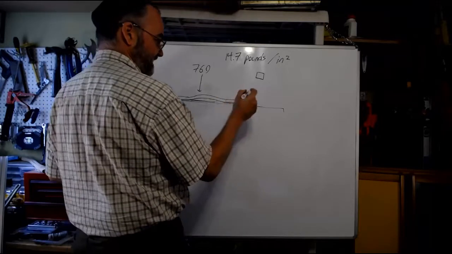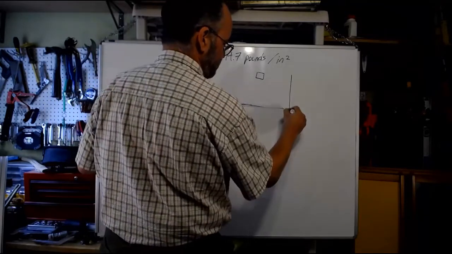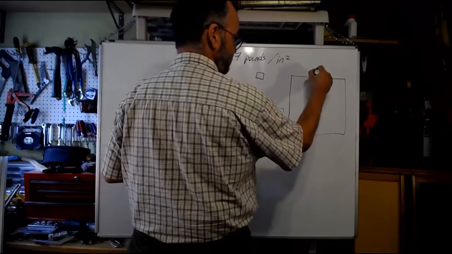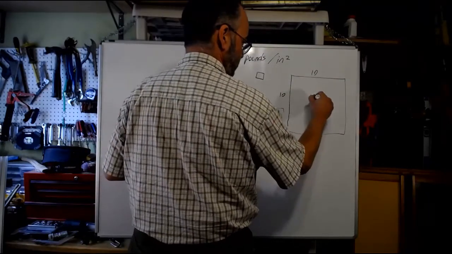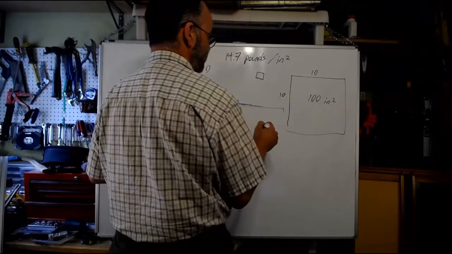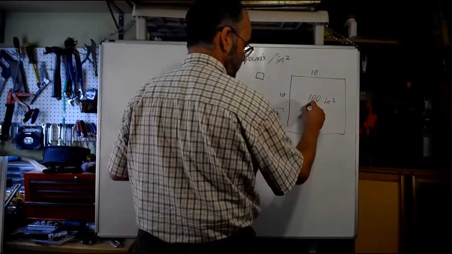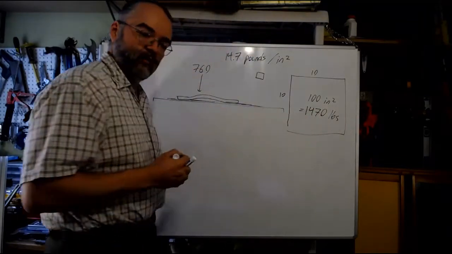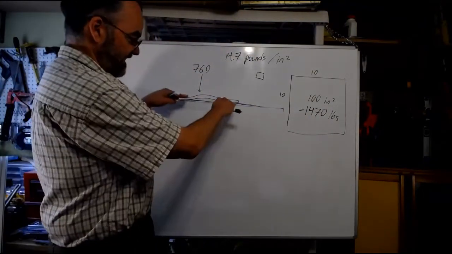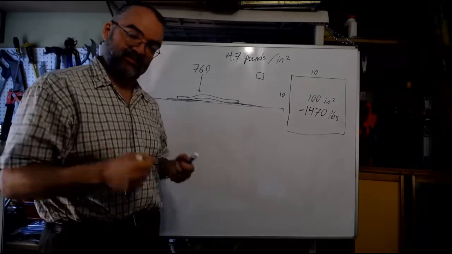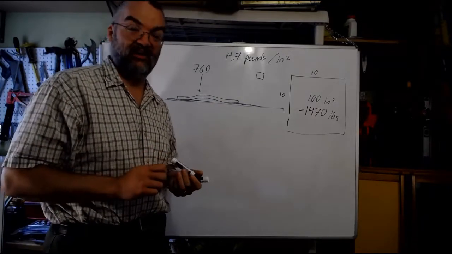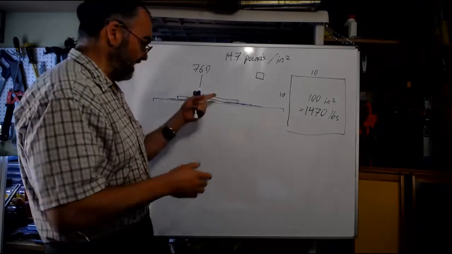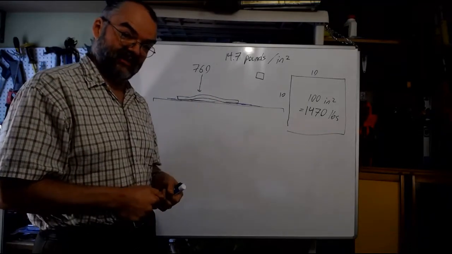If I had a 10-inch by 10-inch baking sheet, that's 100 square inches, which is equal to about 1,470 pounds. If that entire sheet had vacuum under it, I would be trying to lift a weight of almost 1,500 pounds to try to lift it straight up. Doesn't work very well, which is why that sheet is very hard to get off that surface just by lifting it away.